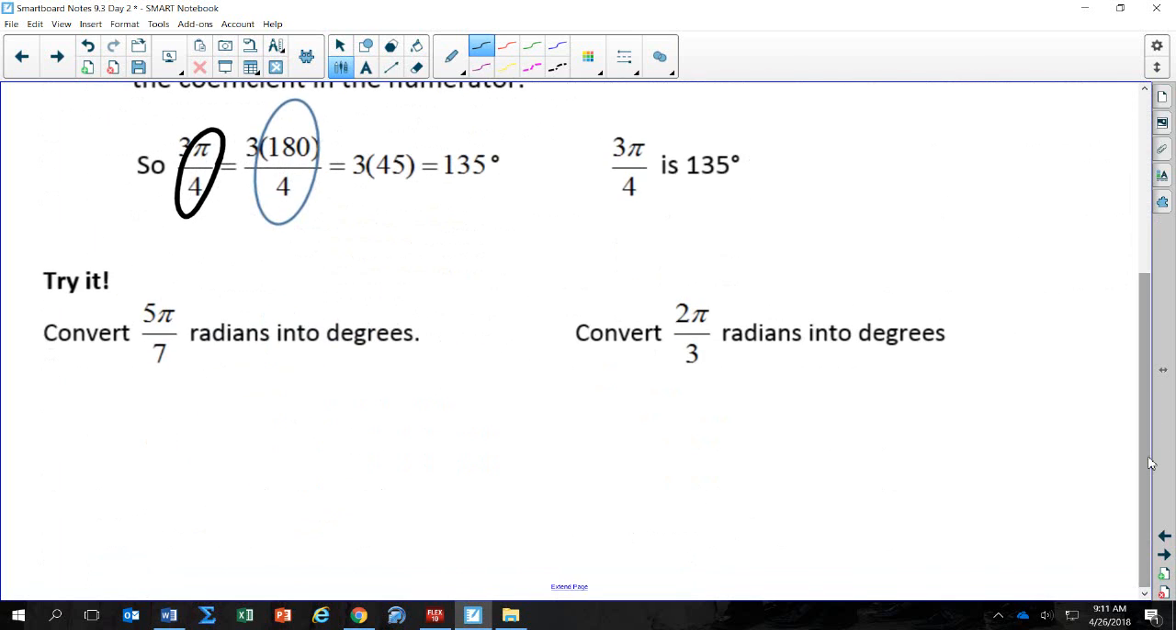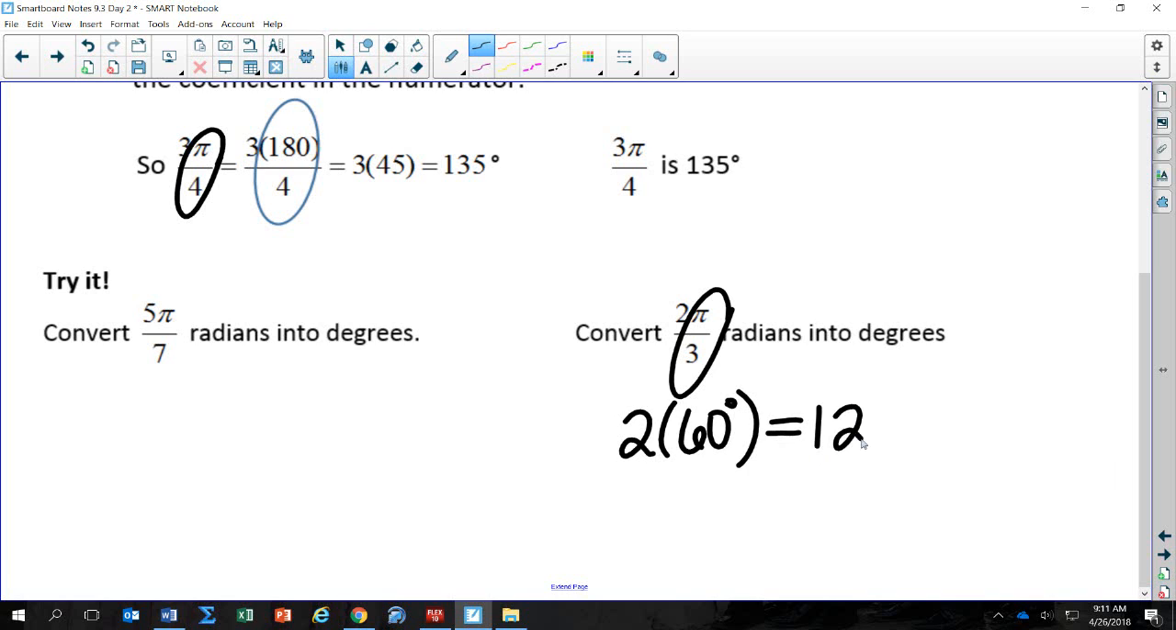So try it. Convert 2 pi over 3 radians into degrees. Let's do the one to the right first. I'm going to start with pi over 3. What is 180 divided by 3? 60. So I have 2 of those 60 degree angles. What does 2 60 degree angles give you? 120 degrees. See how quick that is?